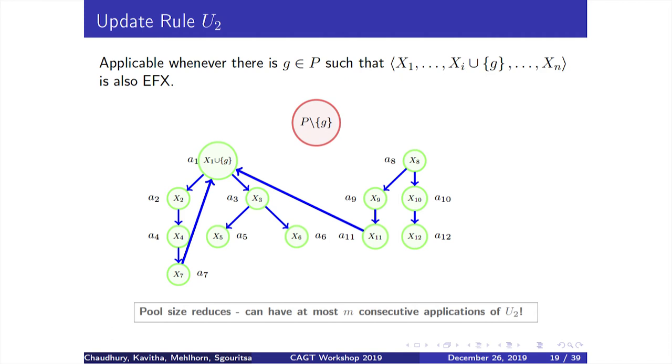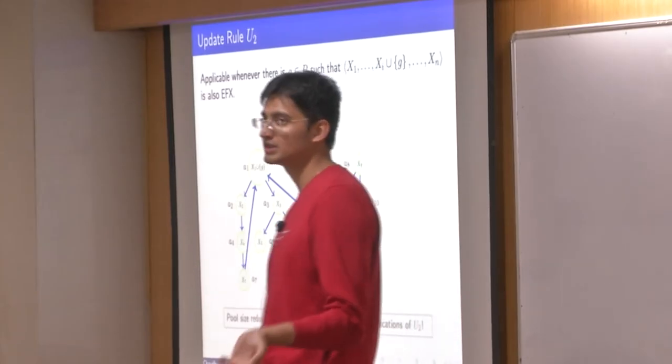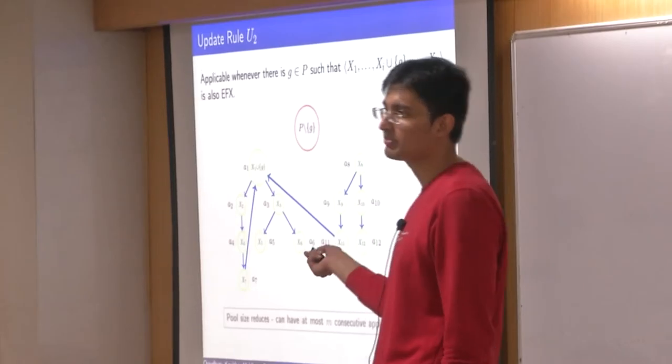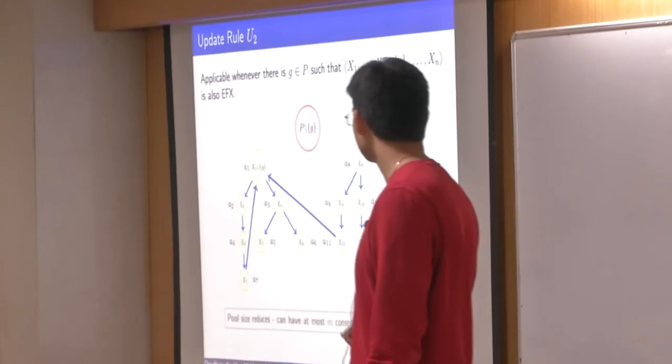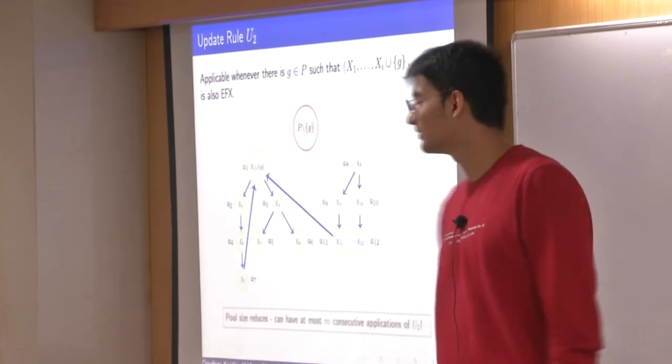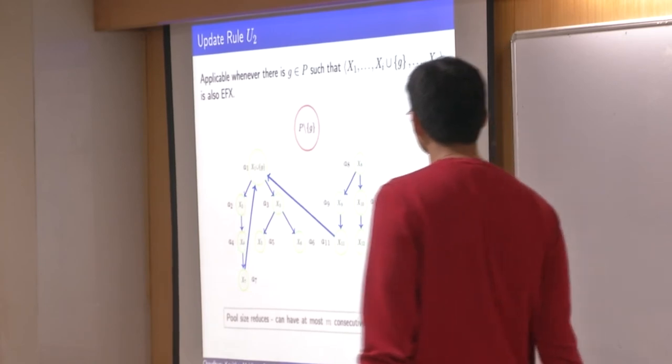And what is the progress we are making here? Well, the pool size is reducing. If you assume non-zero marginals, then we can also argue that we make progress on the Pareto front of the evaluation vector. Let's not assume that, but at least we know that the pool size is reducing with every application of this rule. So we cannot have more than m consecutive applications of this update rule, where m is the number of goods in the pool.